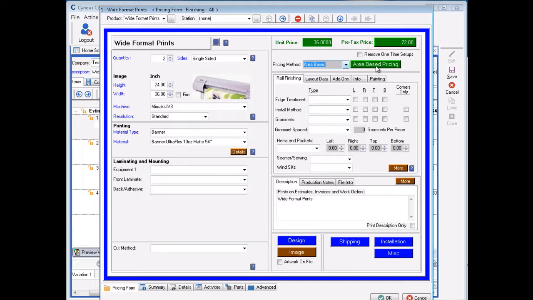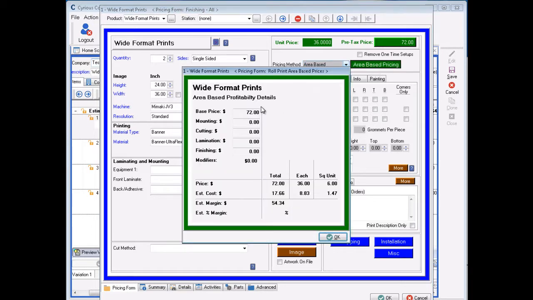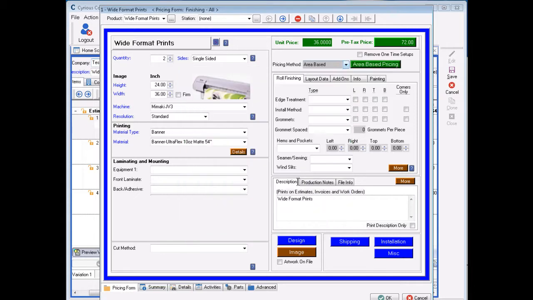The area-based button will just show you where the area-based prices are coming from, because the base price, mounting, cutting, laminating, and finishing can all affect the area-based pricing structure. If we look at this particular banner we're doing, two 24 by 36 on the Mamaki and the banner, to get our area-based pricing we'd have to look at both the equipment and the materials.